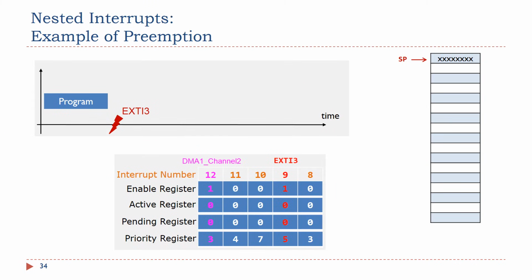Let's see how the NVIC controller handles multiple interrupts. Suppose interrupt request 9, EXTI3, arrives at this time instant. NVIC first performs stacking, and pushes these 8 registers onto the stack. Then, NVIC forces the processor to execute the interrupt service routine for interrupt 9.